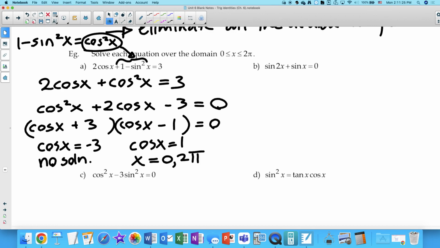Okay, so I'm going to replace this with 2 sine x cos x plus sine x.